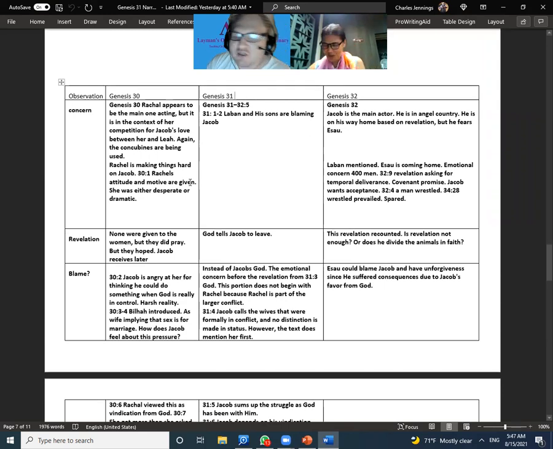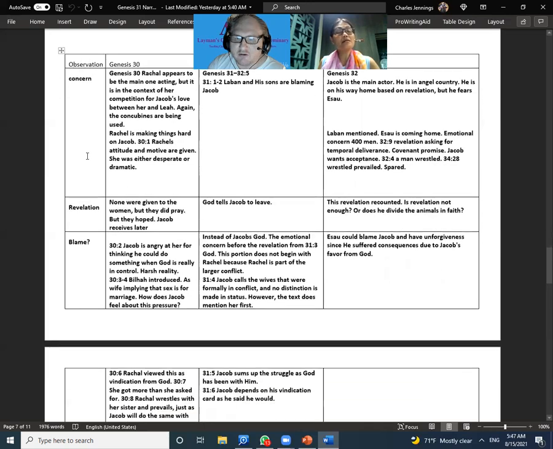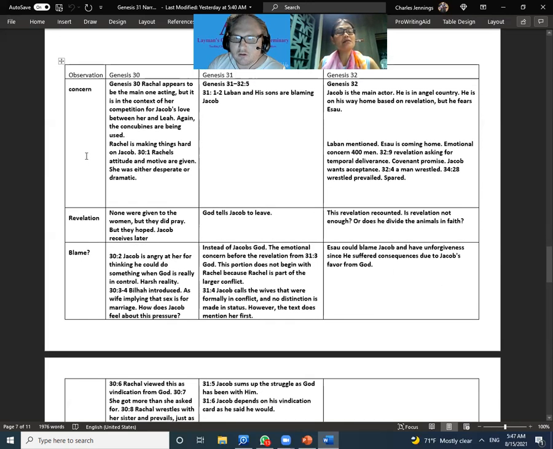Anyway, okay, let me show you this. Making a chart like this could help. Where you write your observations. You read 31 first, right? And then you write your observations here for each one of them. Then you divide it up by concern and relation.